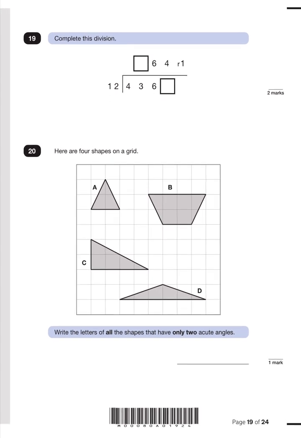Number 19. Complete this division. 43 divided by 12. I'm going to put my 12 times table here. 12, 24, 36, 48, 60, 72, 84, 96, and so on.